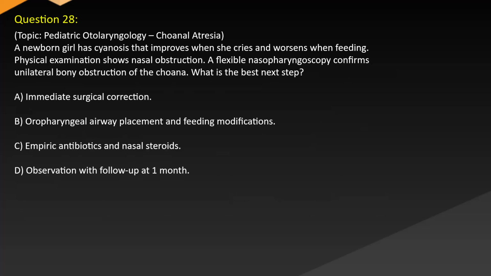Question 28. Topic: Pediatric otolaryngology. Choanal atresia. A newborn girl has cyanosis that improves when she cries and worsens when feeding. Physical examination shows nasal obstruction. Flexible nasopharyngoscopy confirms unilateral bony obstruction of the choana. What is the best next step? A. Immediate surgical correction. B. Oropharyngeal airway placement and feeding modifications. C. Empiric antibiotics and nasal steroids. D. Observation with follow-up at 1 month.